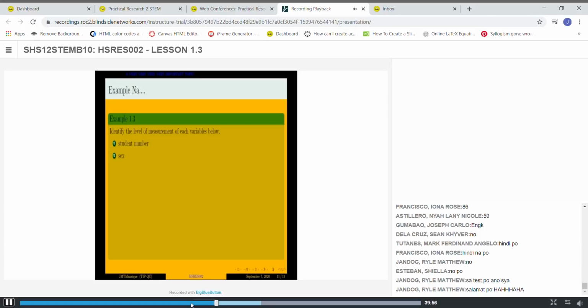Next, what about sex? What is sex? What is the level of measurement of sex? I'm asking level of measurement, not the data. Sex is nominal. It cannot be ordinal. Pag naging ordinal yan, magiging sexist ka. Okay. Next. IQ level.